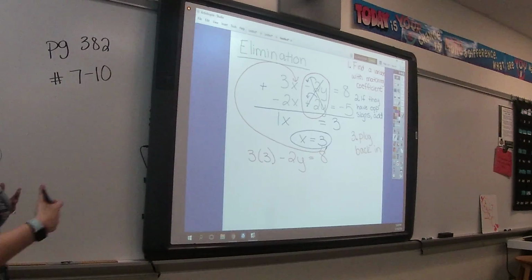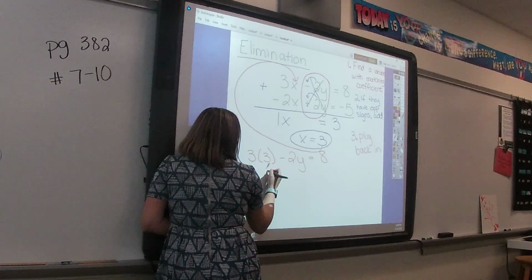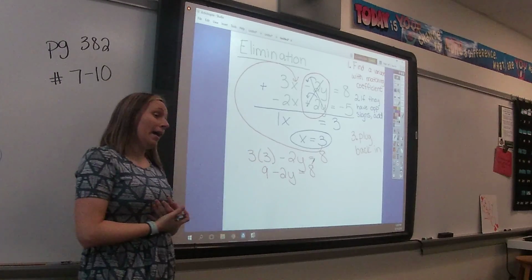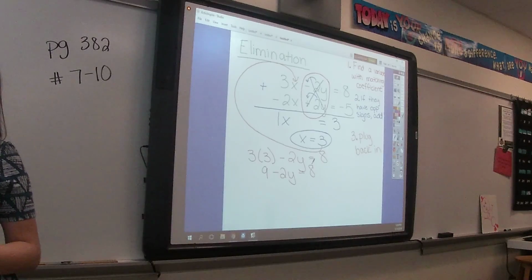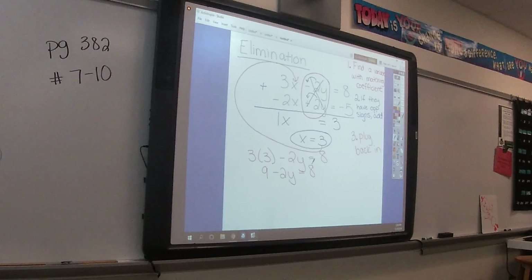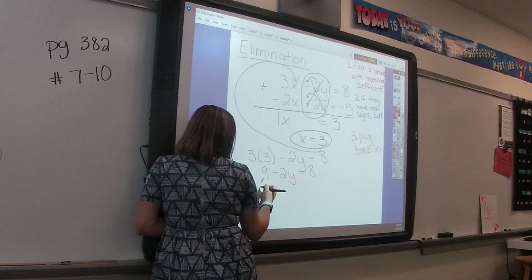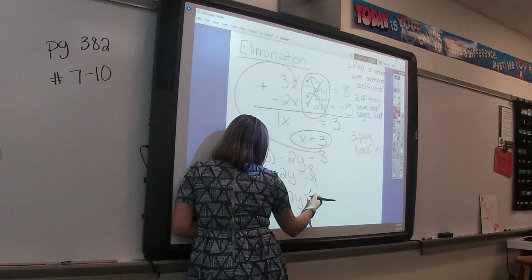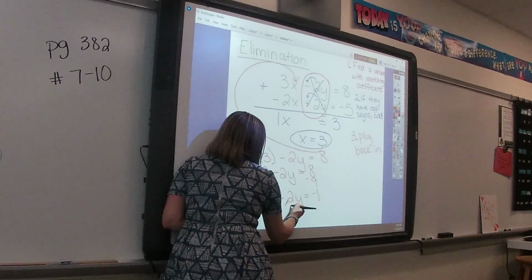Do we solve for y? And then we have to solve this for y. So 3 times 3 is 9. Okay, and this is then a 2-step equation that hopefully we are able to solve. So we'll need to move a positive 9 by subtracting 9. It'll be positive 1, right?